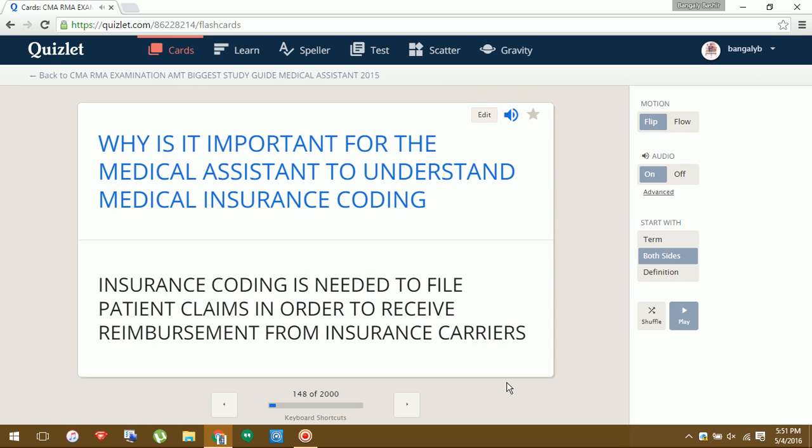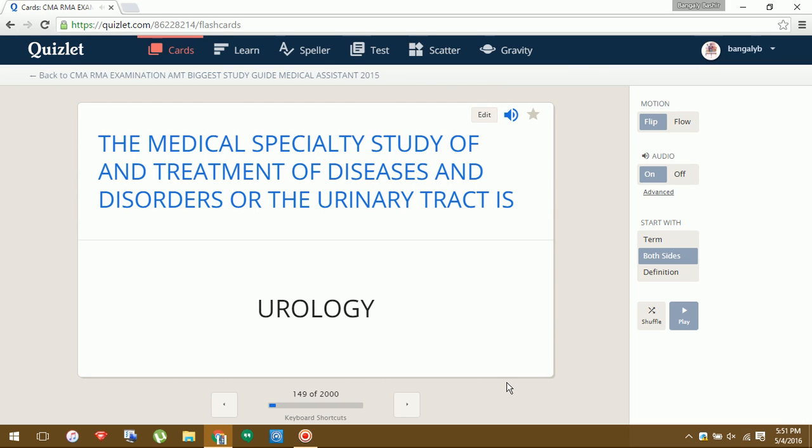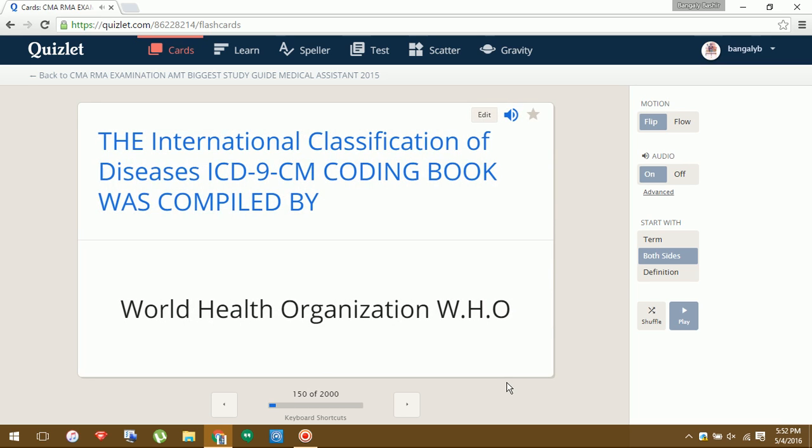Why is it important for the medical assistant to understand medical insurance coding? Insurance coding is needed to file patient claims in order to receive reimbursement from insurance carriers. The medical specialty study of and treatment of diseases and disorders of the urinary tract is urology. The International Classification of Diseases ICD-9-CM coding book was compiled by the World Health Organization, WHO.